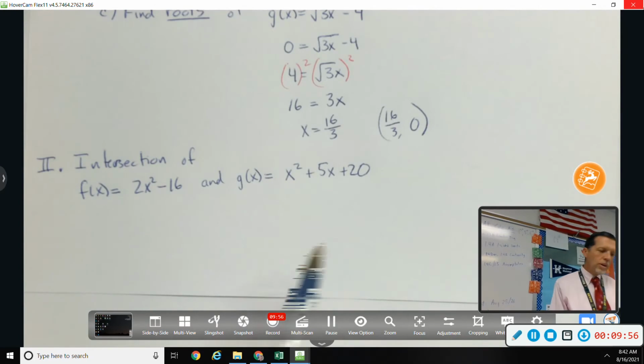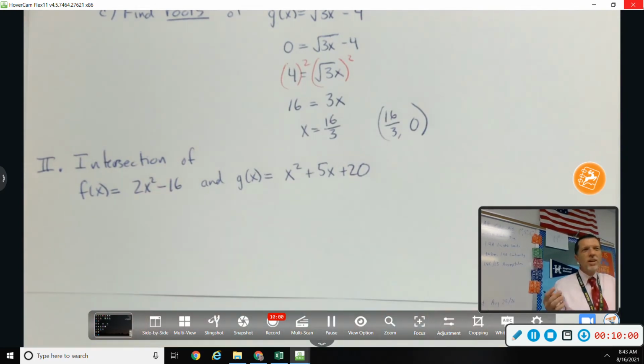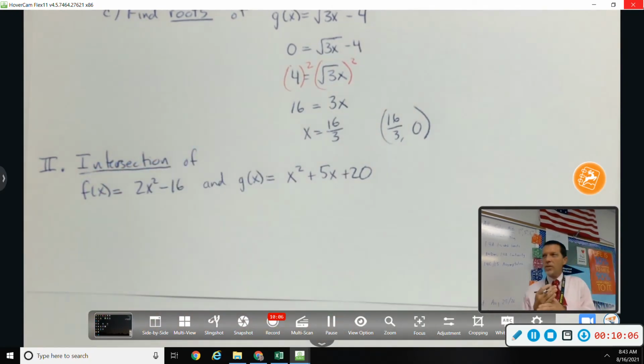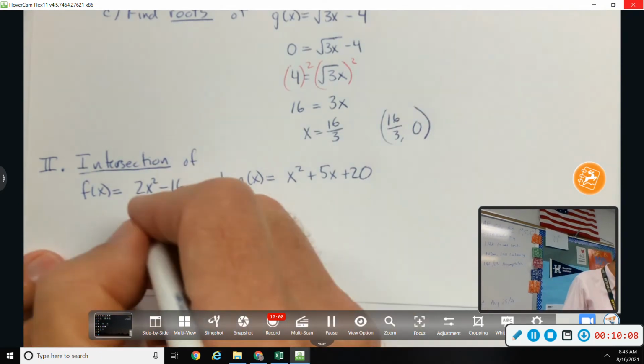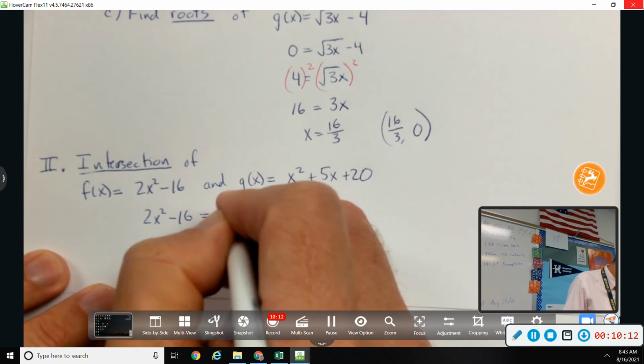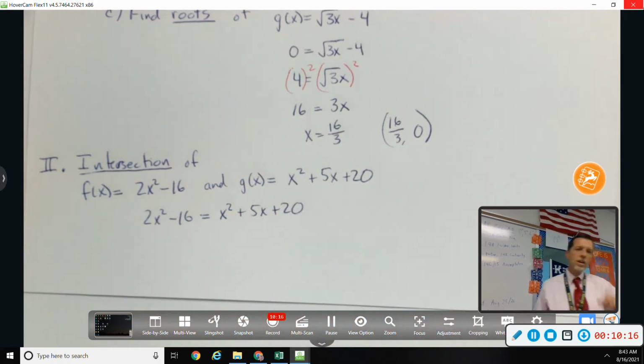But what do I do first? I mean, I could factor them separately, but that doesn't really help. Set them equal to each other. That's kind of where we're headed with intersection, because I want to know where they're the same, so I'll set them equal to each other. So 2x squared minus 16 equals x squared plus 5x plus 20. It's a quadratic, so I need to move everybody to one side and hope that it factors.